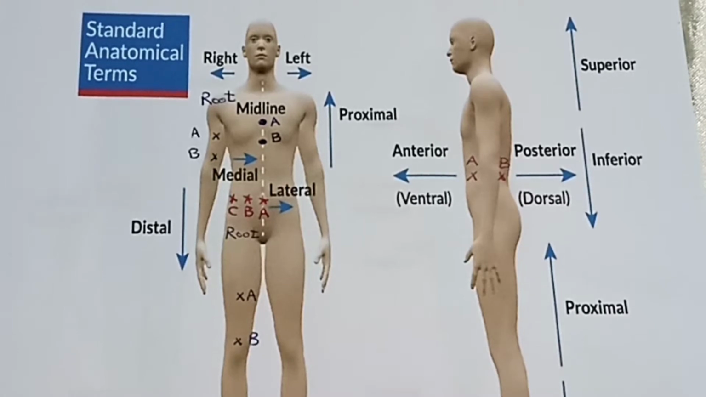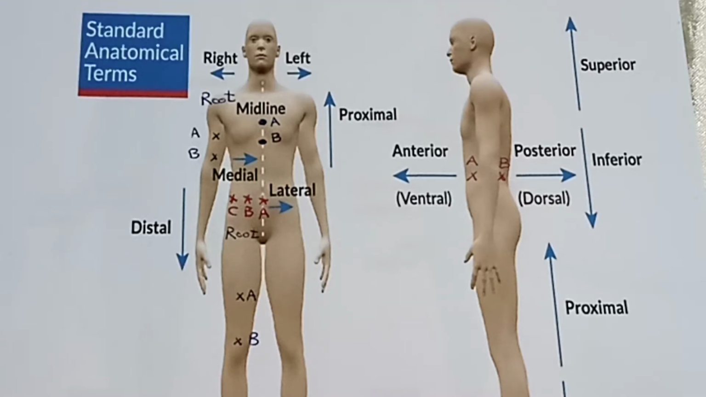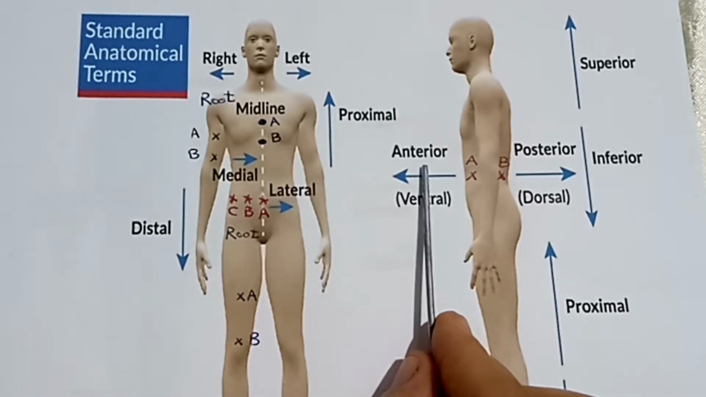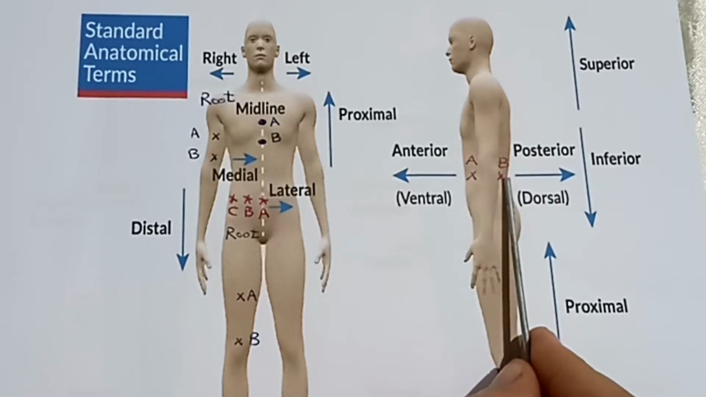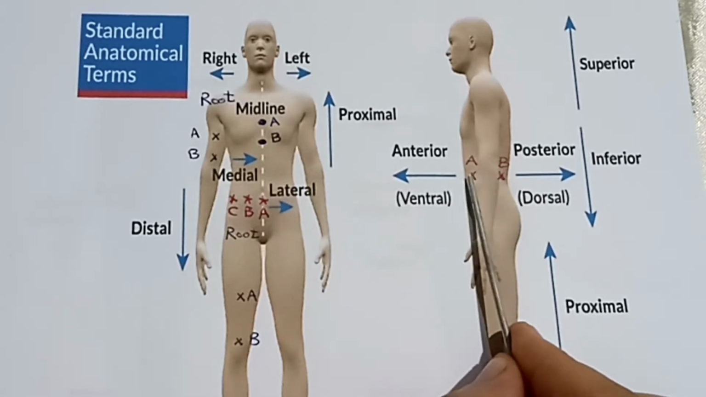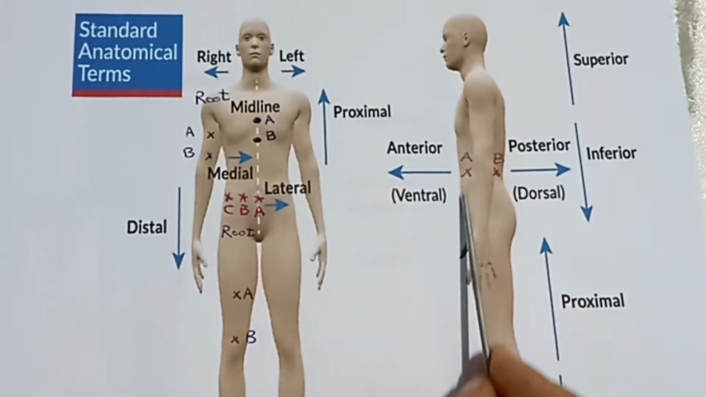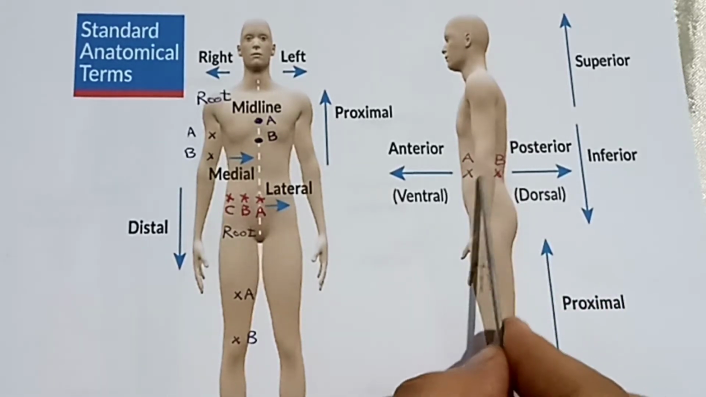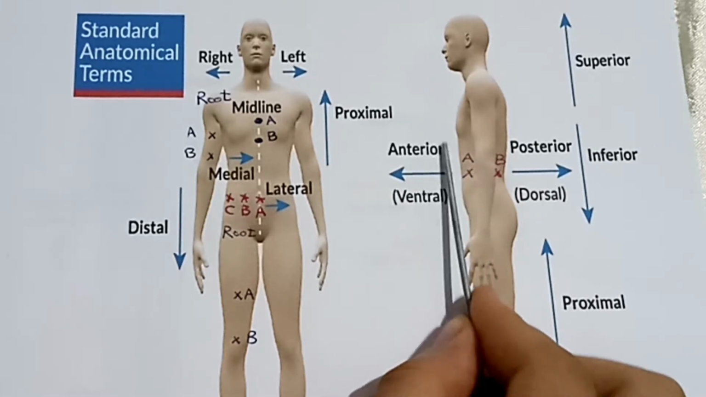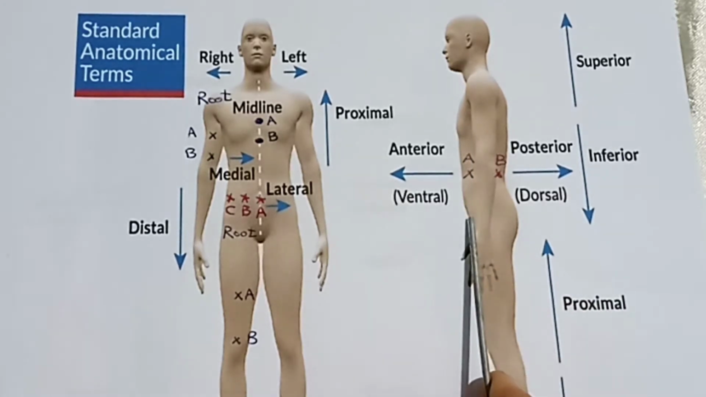Now I will explain the anatomical terms which are necessary to facilitate the description of structures. The first terms are anterior and posterior. Suppose that you have two structures inside the human body, structure A and structure B. Structure A lies close to the front of the body, while structure B lies close to the back of the body. When you describe structure A, you use the word anterior. Anterior means that structure A is near to the front of the body.